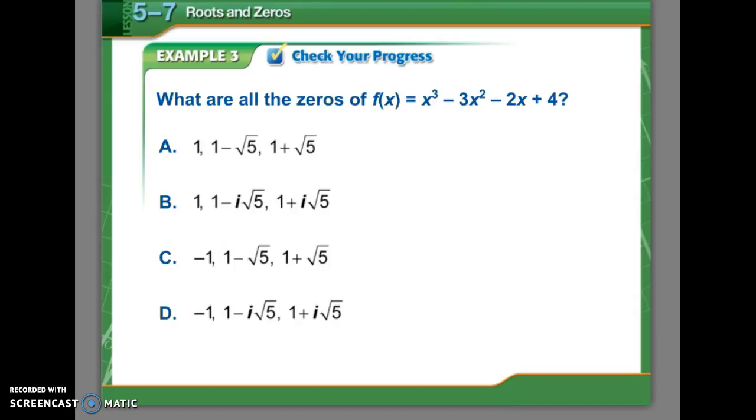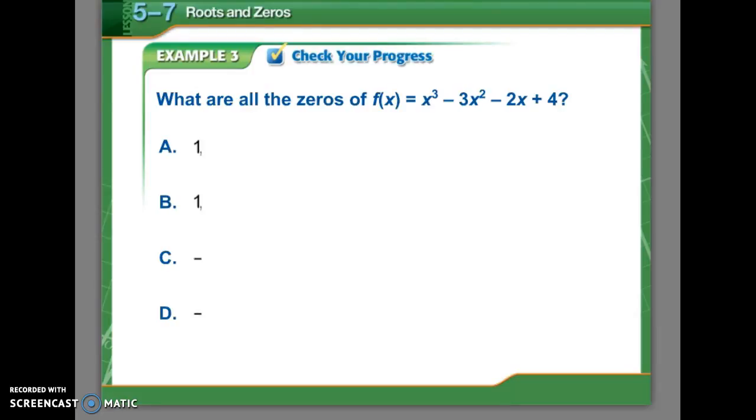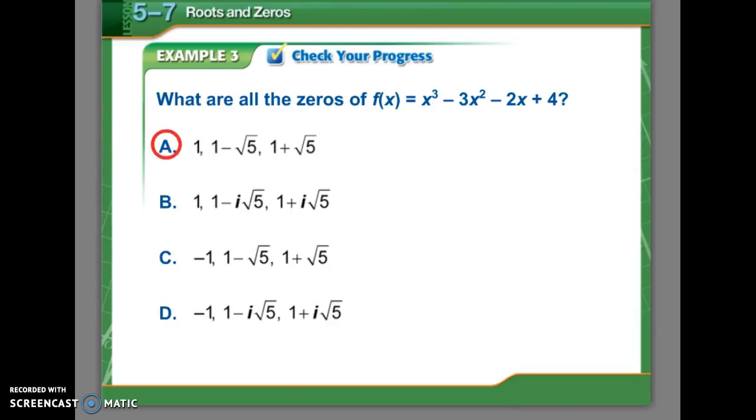All right, let's check out a check your progress problem for this example. Go ahead and pause the video as long as you need and find the zeros for this function. When you have your answer, go on to the next slide. All right, for this problem, the answer is choice A. You have a real zero at 1, and you have imaginary zeros. Oh, they're not imaginary, actually. They're at 1 minus root 5 and 1 plus root 5. Notice there's no i in here. So these are all real answers.